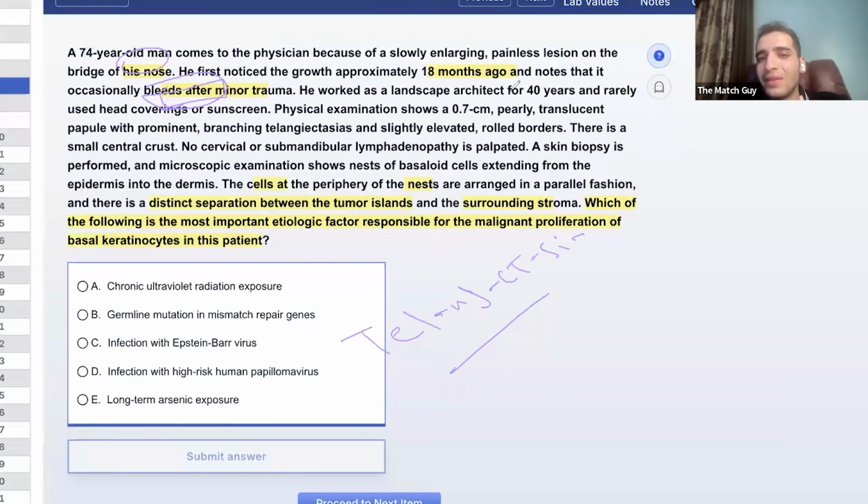Then he worked as a landscape architect for 40 years and rarely used head covering or sunscreen. This tells me that he has been exposed to sunlight, and we know sunlight can cause skin cancer in general. Okay. Then they said there is a 0.7 centimeter pearly translucent papule with prominent telangiectasias. You already told me this. So I don't even need to figure out that this bleeding after minor trauma is telangiectasia because you already told me this. And the word pearly means it's very shiny. And this is also classic for basal cell carcinoma.